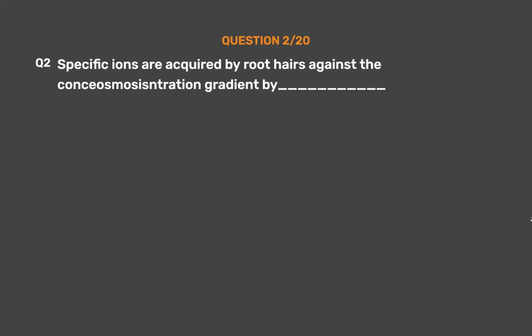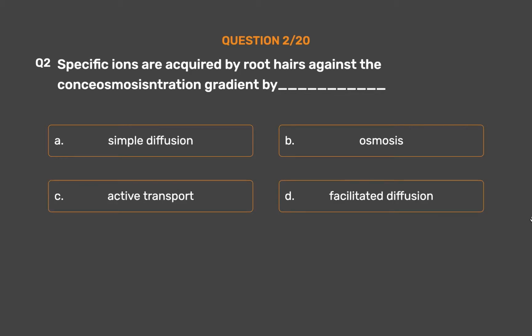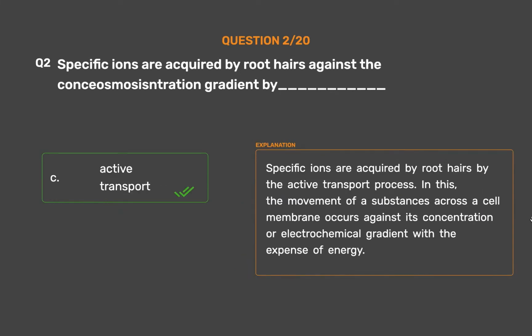Question number 2. Specific ions are acquired by root hairs against the osmotic concentration gradient by _. Option A, simple diffusion. Option B, osmosis. Option C, active transport. Option D, facilitated diffusion. The correct answer is Option C, active transport. Specific ions are acquired by root hairs by the active transport process.